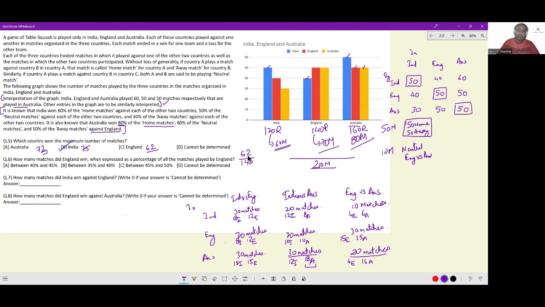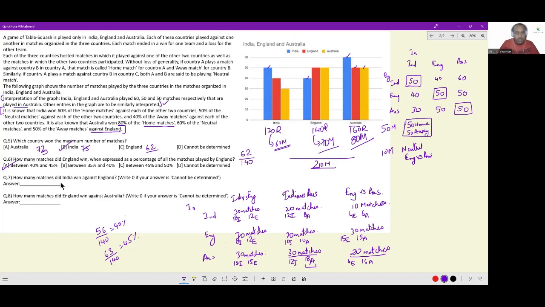Okay. Now, if I have to calculate this, this is more than 40 and less than 45. It's more than 40 and less than 45 because I know 56 by 140 would be equal to 40% and 63 by 140 is equal to 45%. Given that I have 62, a value in between 56 and 63, the answer has to be between 40 and 45. Answer should be option A.